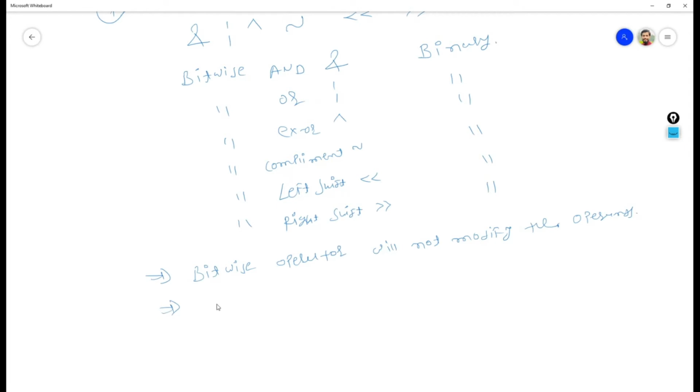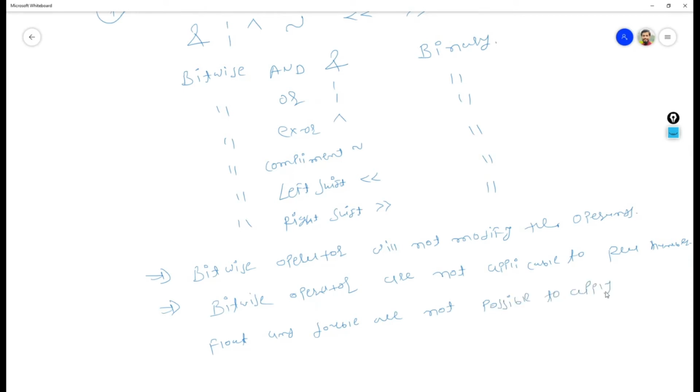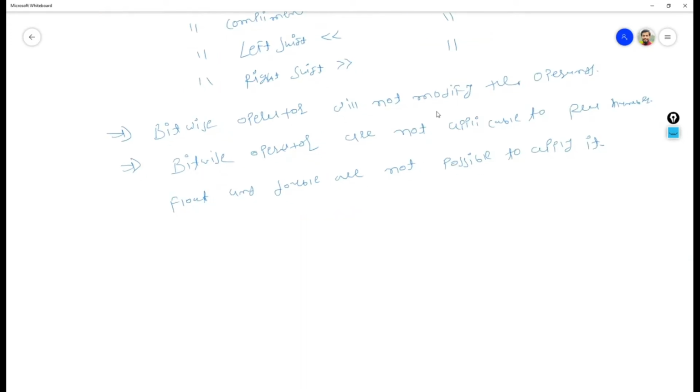And one more thing, bitwise operators are not applicable to real numbers. So float and double are not possible to apply it. Bitwise operators are not applicable to real numbers. So bitwise operators will not modify the operands, and they are not applicable to real numbers.